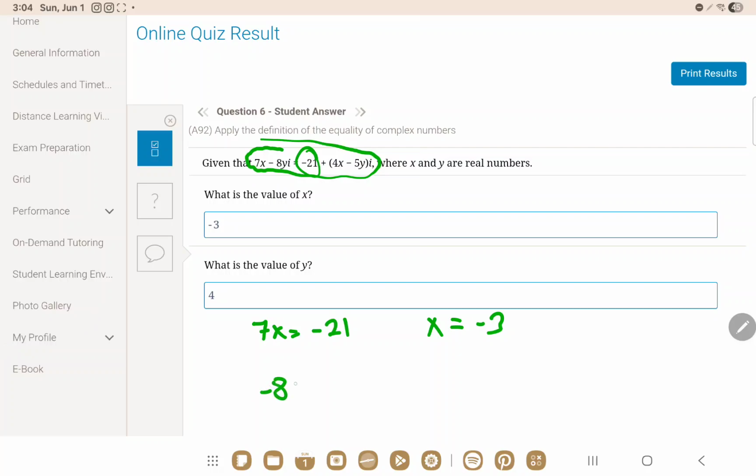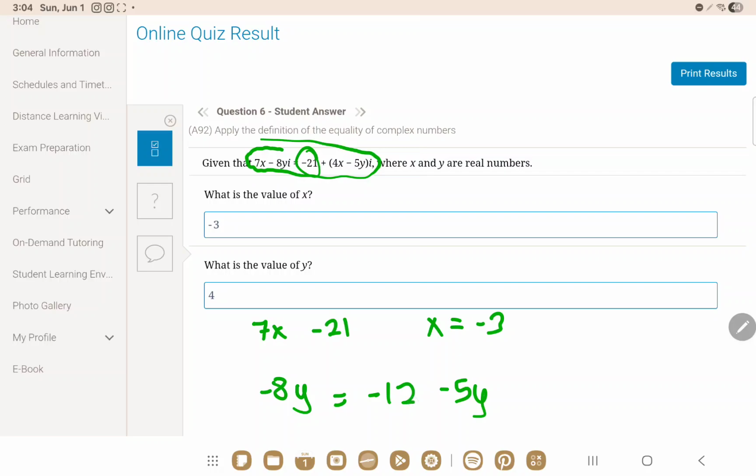Now negative 8yi equals 4x minus 5y into i. Now what do we do here? i will cancel with i. You're left with negative 8y equals 4x minus 5y. We know x is negative 3, so 4 times negative 3 minus 5y. So now we have here negative 12 minus 5y.